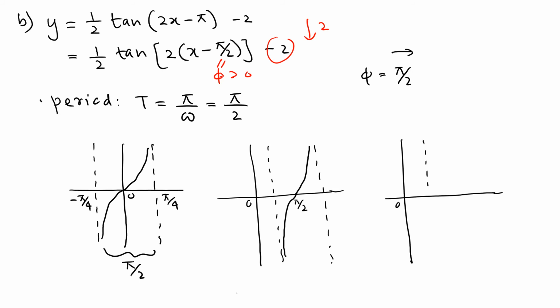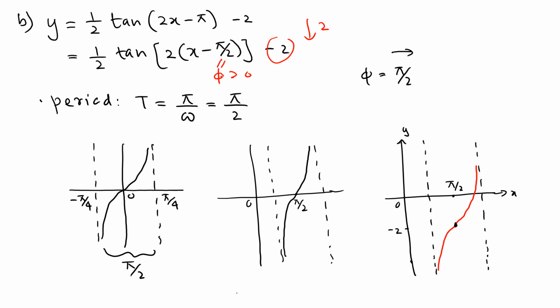So this is the pi over 4 line, this is pi over 2, this is the 3 pi over 4 line, and then this point moved down to negative 2. So that's where the negative 2 is. So the final graph is going to look like this, go like that, go there, and go like that. So this is at pi over 2 now, that's the negative 2. So that's the final graph, y and x. Okay, so that's about that.